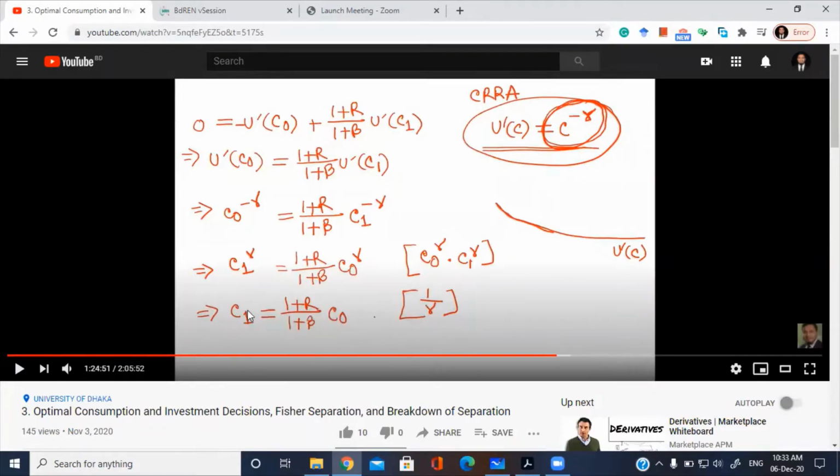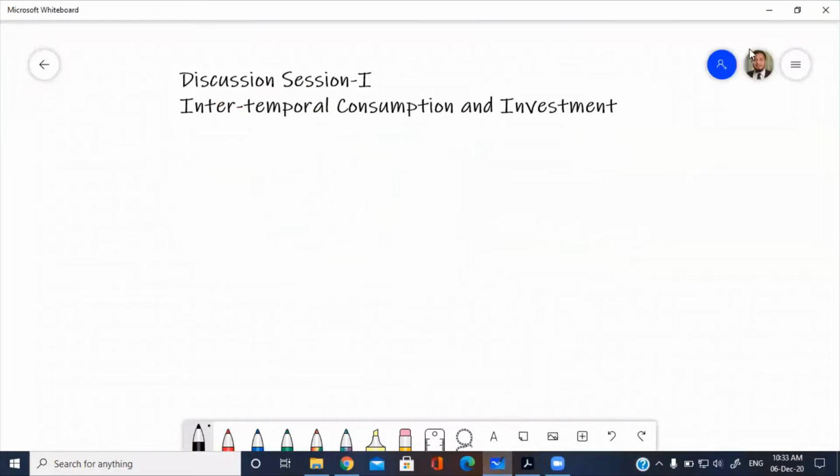This is the relationship. You will also see that in today's session we will try to use this first order condition. But what is the purpose of opening this previous session's recording in the very beginning? That is, I mistakenly didn't write the 1 by gamma as a power with this 1 plus r divided by 1 plus beta. Okay, the thing is like that.